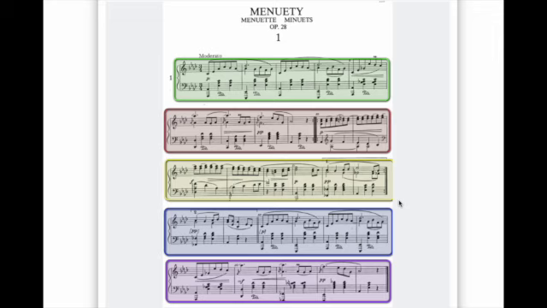The next term is the term system. System is a line of music. And by line of music, we mean a staff line. So you can see here in this piece, each different system is indicated by a different color. So green is the first system of the piece, red is the second, and so on and so forth, for a total of 5 systems on this page.